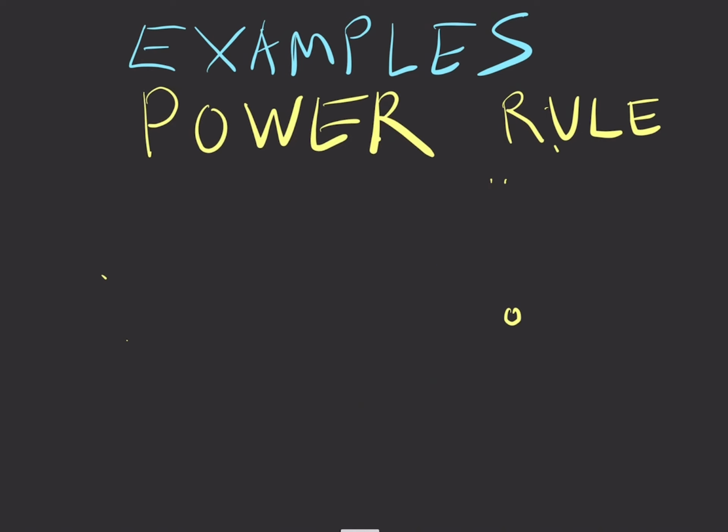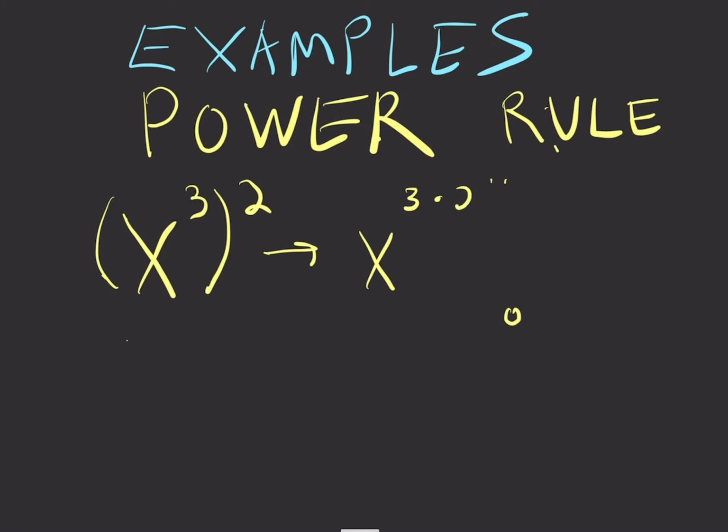Now for the power rule. Let's see how that works. Okay, so we're doing something like x cubed raised to the 2nd power. That's what we call a power to a power. All right, remember in this case we will multiply the exponents, the 3 times the 2, and we'll get x to the 6th. So when you have the power rule, you multiply the exponents.